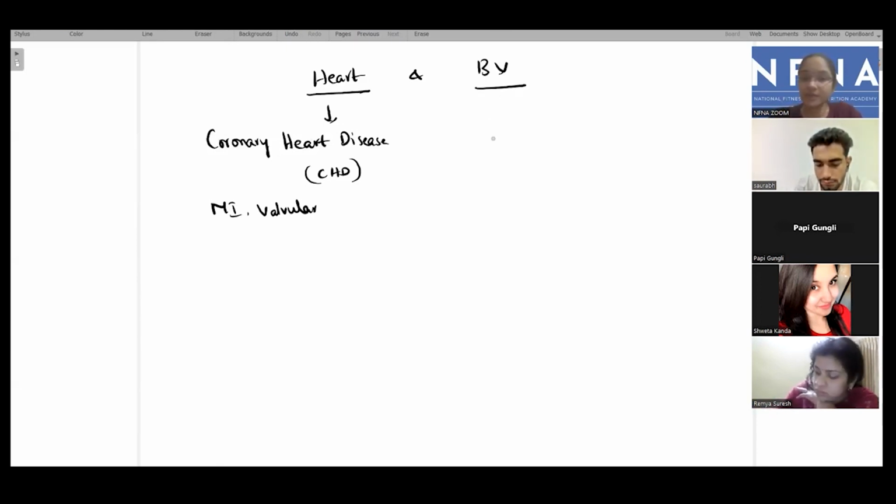Now under the blood vessels, we have a blood vessel that is supplying to the brain. There are major blood vessels supplying to the brain. If that particular blood vessel is blocked or has some problem, that leads to cerebrovascular disease, strokes. If there is a problem in the blood vessel that is supplying blood to the brain from the heart, then that will lead to cerebrovascular disease, CVD.